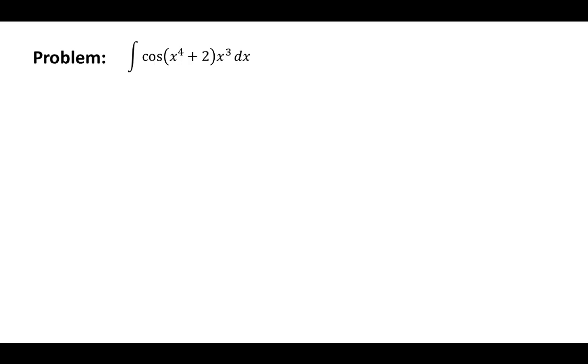Suppose we wanted to solve the integral of cosine of x to the fourth plus 2 quantity times x cubed dx. Now, we can't do this with any basic integration techniques. We could certainly integrate x cubed by itself, and we could integrate cosine of x. But when you multiply these together, it gets more difficult, and you can't just take the integral of them separately and then multiply their integrals either. So it's not quite that simple, unfortunately.